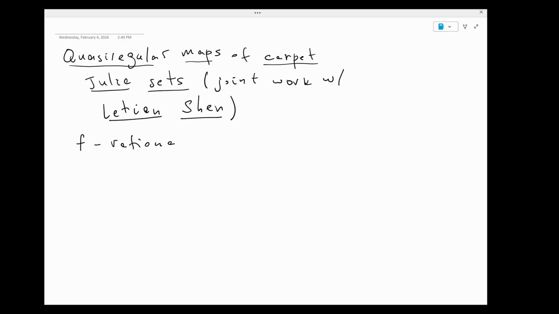So you have a rational map. As usual, we assume that degree is at least 2.